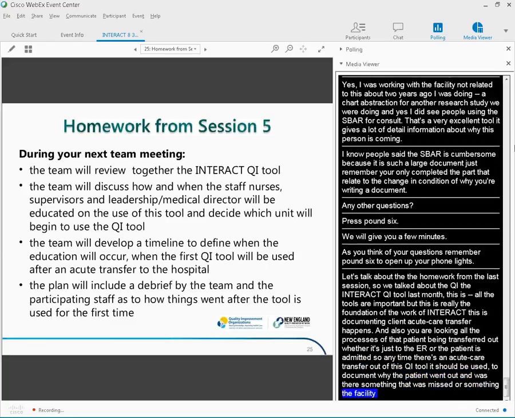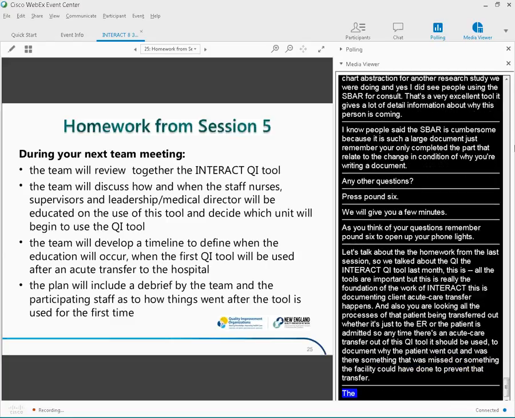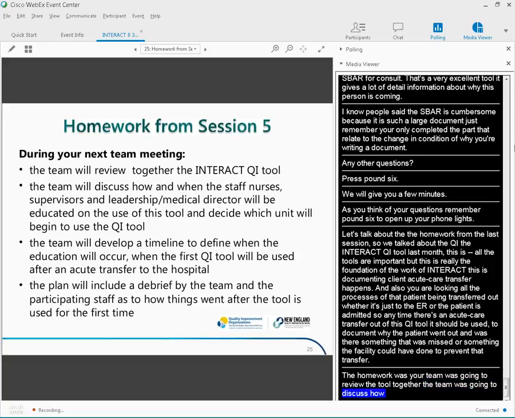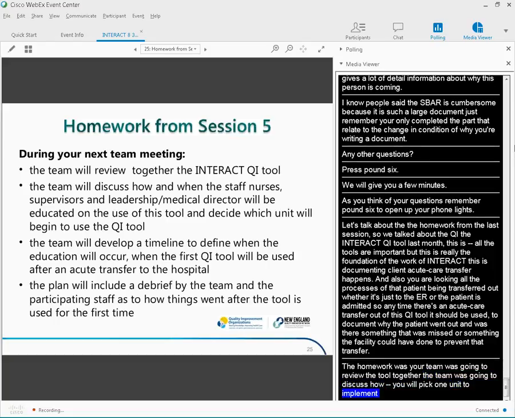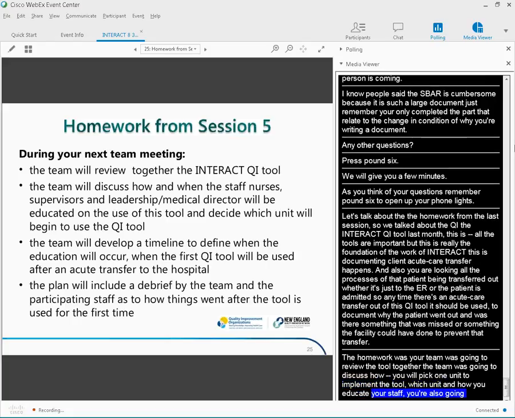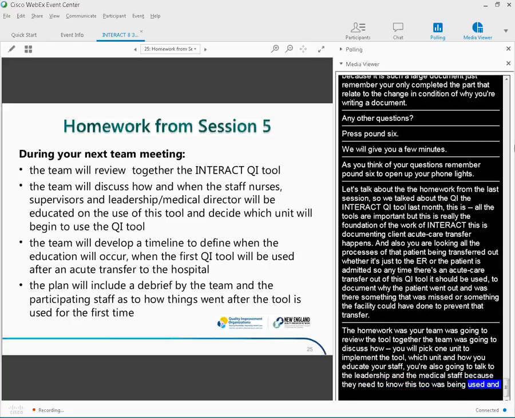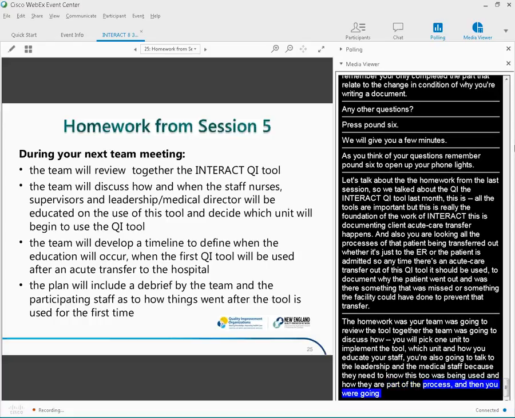So the homework was your team was going to review the tool together. The team was going to discuss how you're going to pick one unit to implement the tool, which unit, how you're going to educate your staff. You were also going to talk to your leadership as well as your medical staff because they need to know that this tool was being used and how they are part of the process. And then you were going to use the tool for the first time for your first acute care transfer on that one unit you had chosen, and then you were going to debrief.